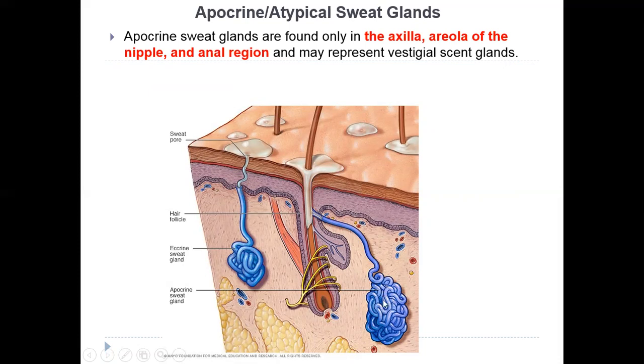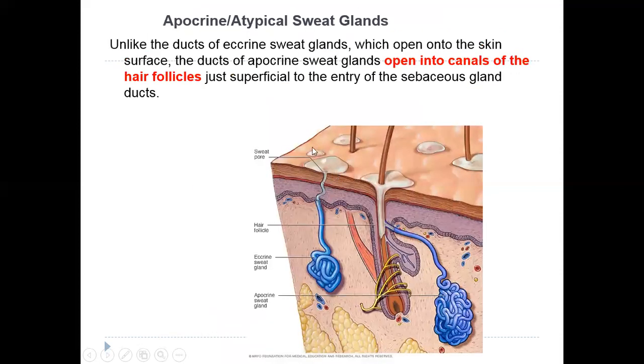Now the apocrine sweat glands are here. They are going to open into the hair follicle, and eccrine sweat glands, which are present here, open directly onto the skin surface. So there is one difference between eccrine and apocrine sweat glands. As I described earlier, eccrine sweat glands open directly onto the skin surface, whereas apocrine sweat glands open onto the hair follicle, just superficial to the opening of the sebaceous glands. Sebaceous glands also open onto the hair follicles.